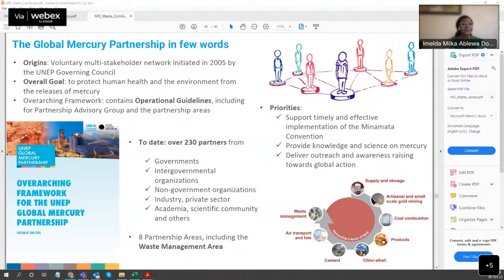To date, the partnership is co-chaired by Mrs. Terapon Wiriwutikorn from Thailand and Mr. Rogers Ankra from the USA. And the partnership counts over 230 partners from governments, intergovernmental organizations, NGOs, academia, and the private sector. Those partners are distributed among the different partnership areas, which reflect the major sources of emissions and releases, as well as priorities for action. As you can see on the slide here, you have the 8 partnership areas, which include, of course, the waste management area. So next slide, please.